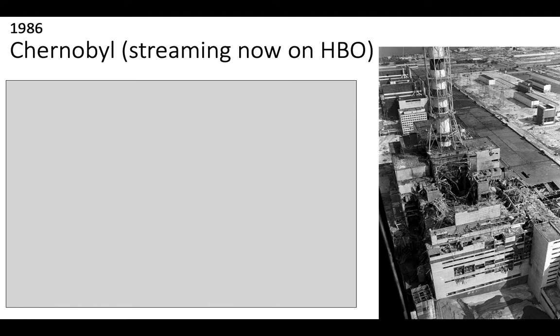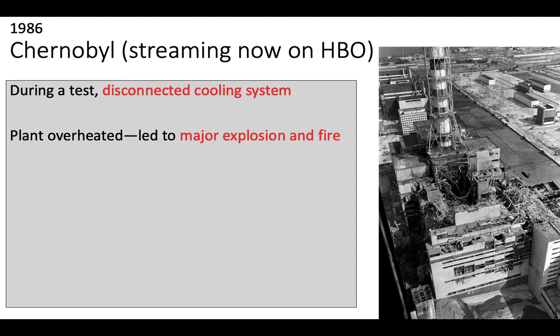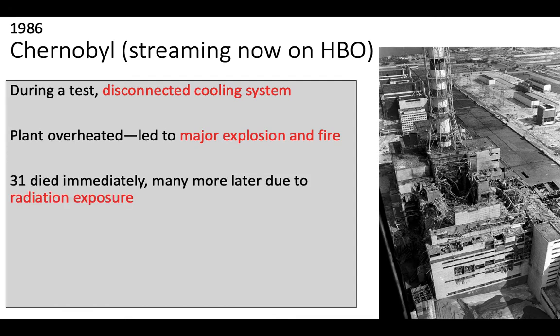Chernobyl, which is probably the most famous one, here's a picture of the reactor core. You can see a massive explosion there. It was in 1986. During a test, they disconnected the cooling system by accident, so a test turned into a real-world scenario. So the plant overheated, a massive explosion and fire. 31 people died immediately. Many more died later due to radiation exposure and the fact that the Russian government was trying to cover it up at the time.